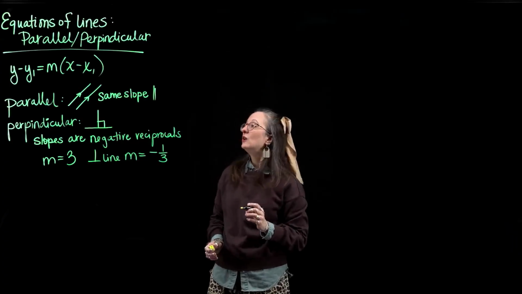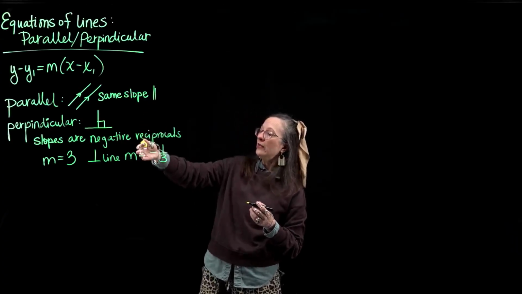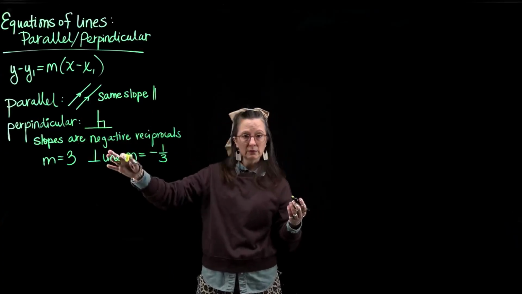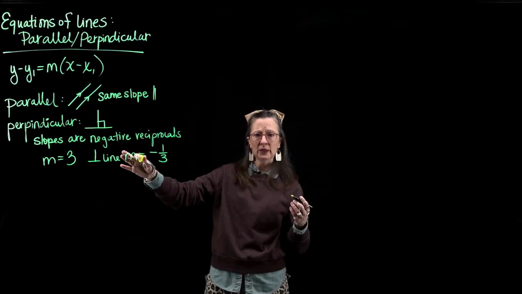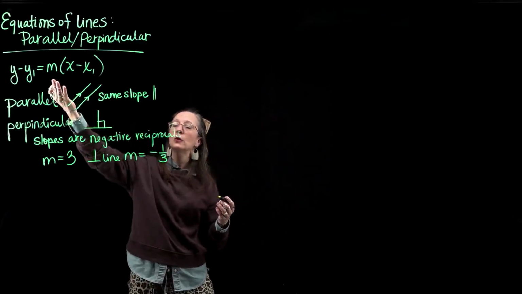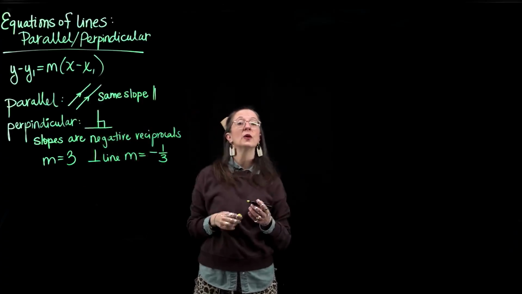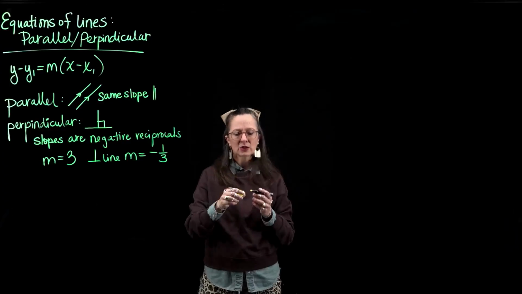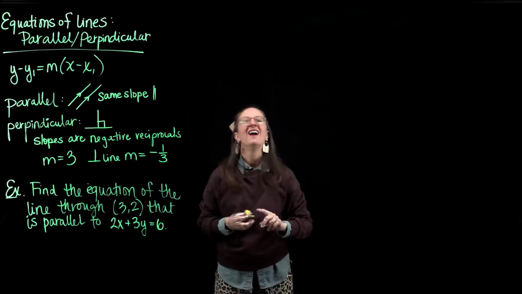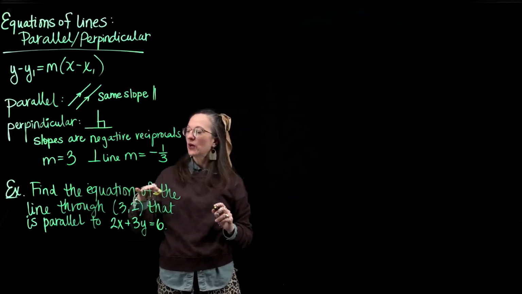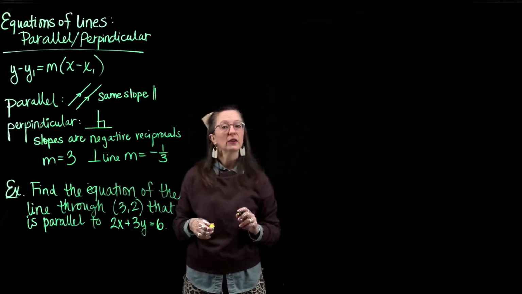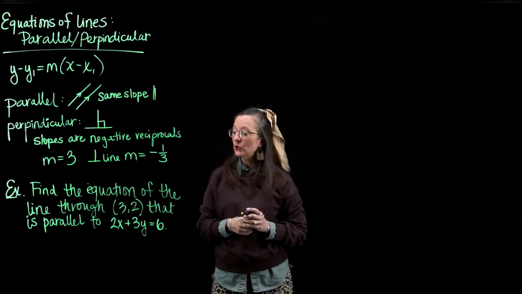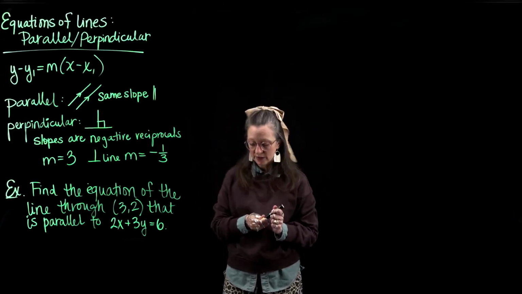All right, so once we have the information that we need about a line from its parallel or perpendicular friend, we can plug into our initial point slope formula and find the equation of the line just like normal. Let's look at what an example looks like. All right, we want to find the equation of the line through the point (3, 2) that is parallel to the line 2x + 3y = 6.